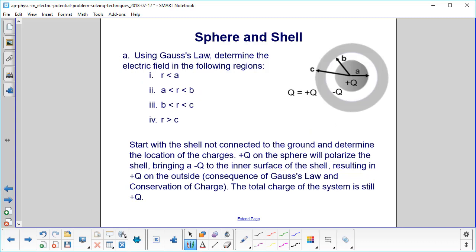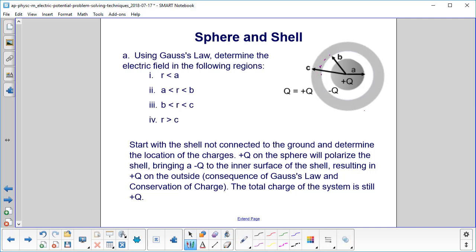First, we have to figure out where the charges are. So we will start with the shell not connected to the ground and determine what's going on. We have a plus Q on the sphere. That will attract a negative Q from the outer sphere into the inner surface here. And why is that? Well, if you do Gauss's law, inside a conductor, the electric field is 0, so the enclosed charge has to be 0. Therefore, if there's a plus Q on the sphere here, there has to be a negative Q induced on the inner surface of the outer shell. So we have the negative Q there.